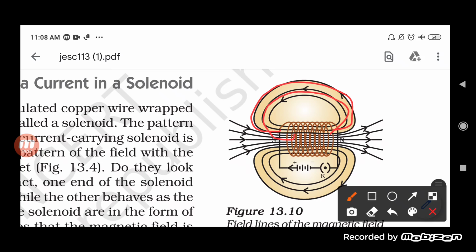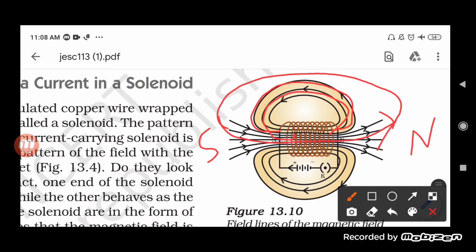The magnetic field line inside the solenoid goes from the south pole to the north pole, and outside it goes from the north pole to the south pole. So suppose this is south and this is north: the field enters the solenoid from the south towards the north pole, and outside the solenoid it goes from the north pole to the south pole.